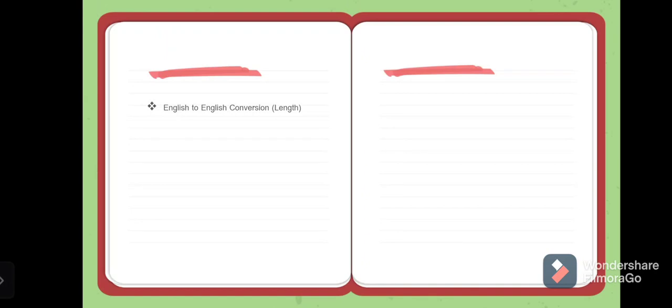So we here have the conversions for length, which are 1 foot is to 12 inches, 1 yard is to 3 feet, 1 mile is to 5,280 feet.